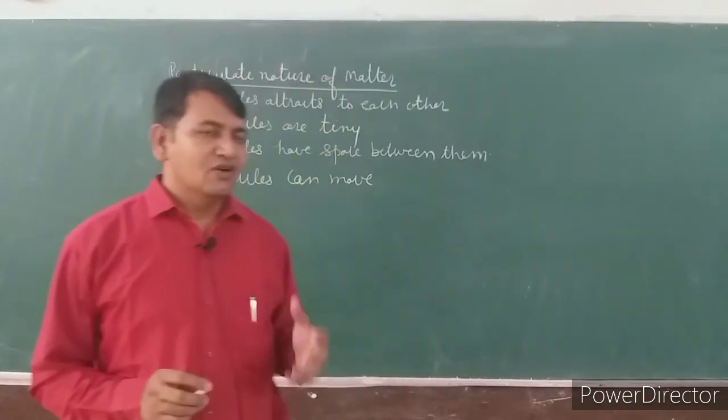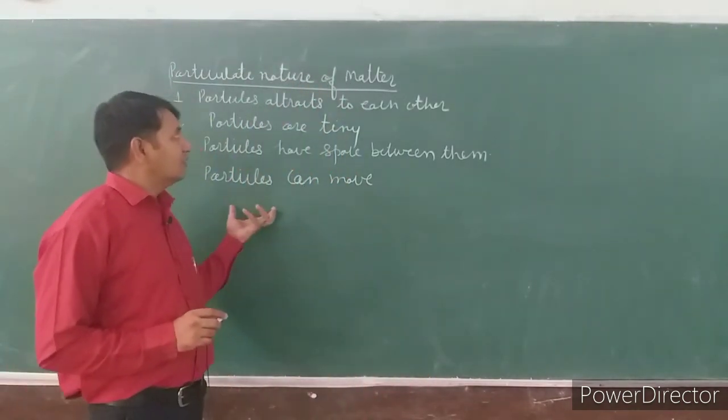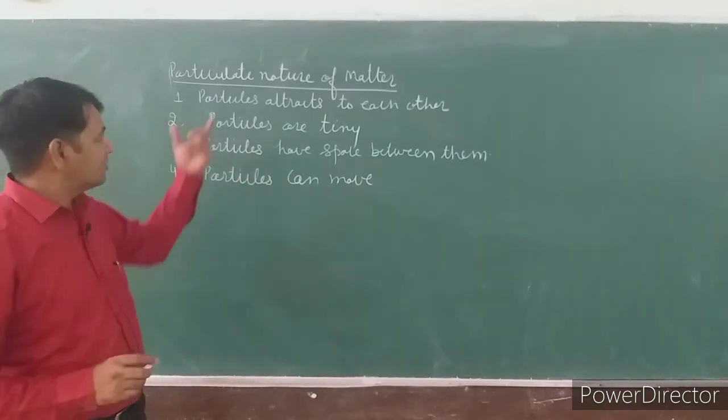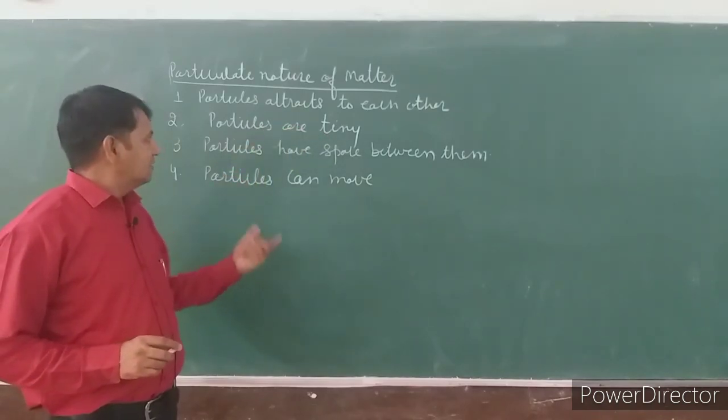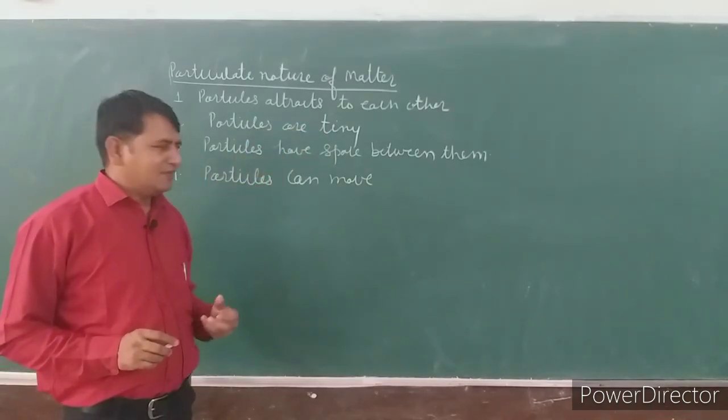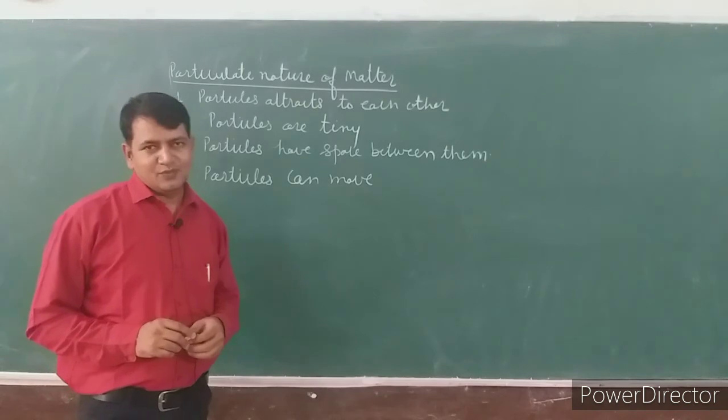So these are the four basic characteristics of particles of matter. First, particles attract each other. Second, particles are tiny. Third, particles have space between them. And fourth, particles can move.